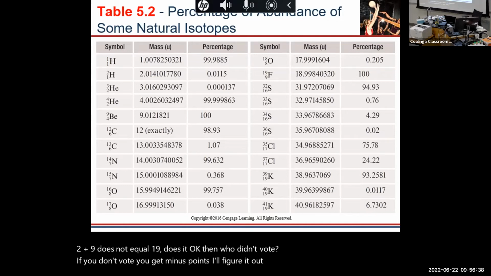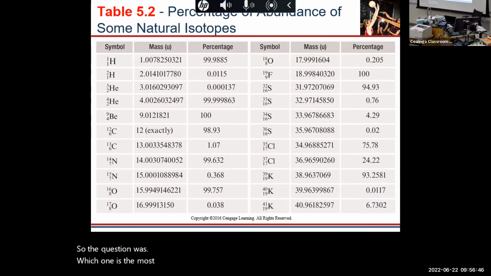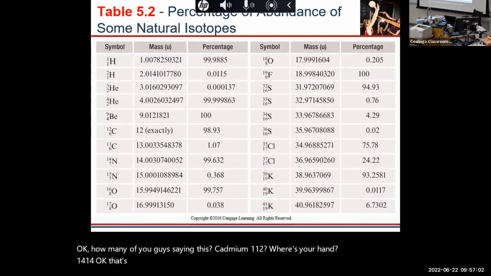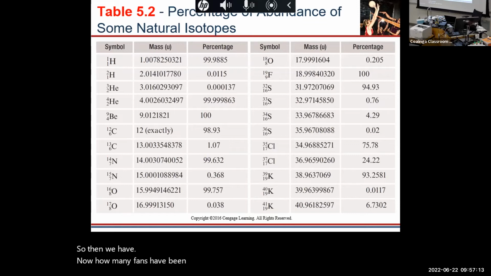All right, you want to ask the question? So the question was, which one is the most abundant isotope, cadmium 114 or cadmium 112? How many of you say it's cadmium 112? Raise your hand. Okay, so then we have 17. Now, how many say it's cadmium 14? Anybody not vote?